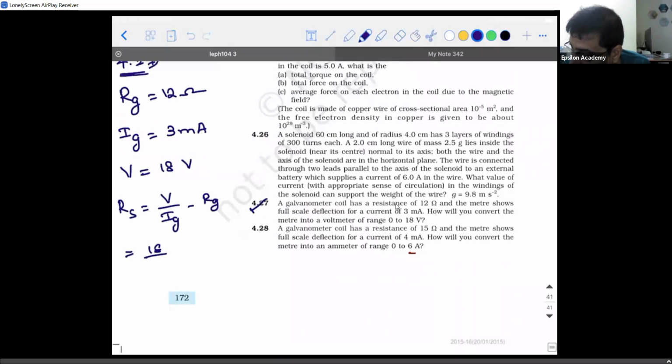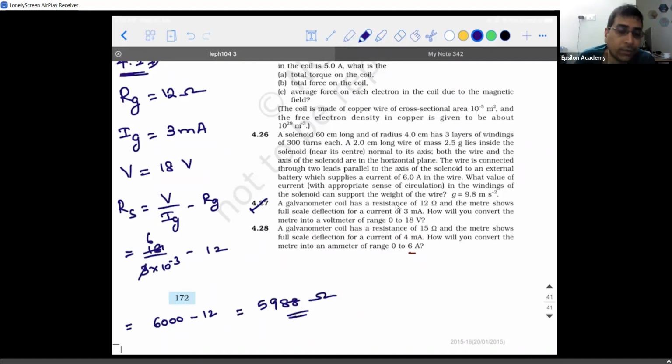18 divided by Ig, which is 3 into 10 power minus 3, minus Rg, which is 12. So this will cancel, 6. So 6000 minus 12, it's nothing but 5988 ohm. So you need to connect a 5988 ohm resistor in series with the 12 ohm galvanometer to make it into a voltmeter which can measure up to 18 volt. I told you, right, generally a voltmeter's resistance will be around 5000 to 6000 ohm.